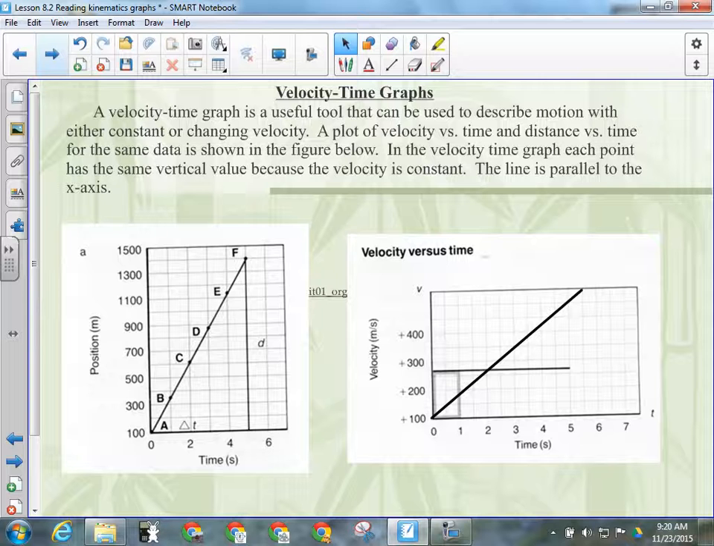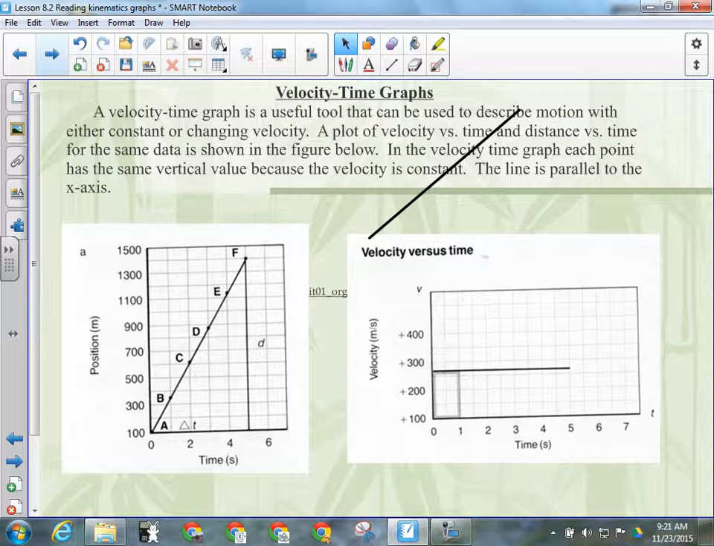All right, next we're going to look at velocity versus time graphs. Now, they're not showing where the object is, they're showing how fast it's going. Now we can see how fast the object is going at various points in time. This is a position versus time graph right here, and this is a velocity versus time graph right here. What do they have in common? They're both showing an object traveling at a constant speed.